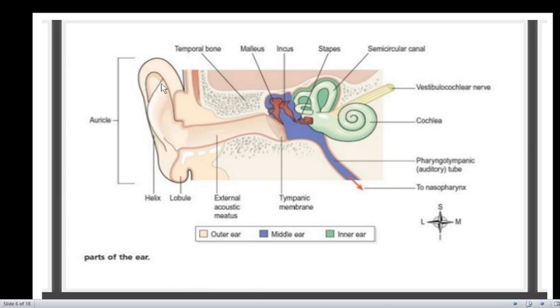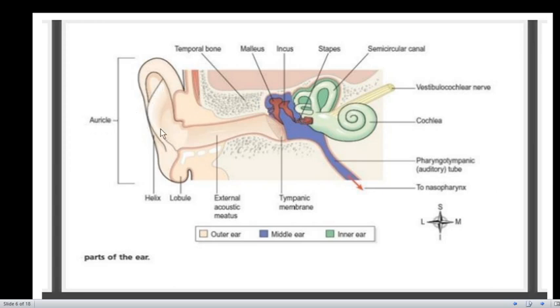Yesterday I told you that this part is called the auricle, this is the helix and the lobule, and this is the external acoustic meatus. The temporal bone is over here, and this is the tympanic membrane. The tympanic membrane will be separating the external ear and the middle ear. The middle ear has three parts: this part is called malleus, then this is incus, and the smallest bone of the body is the stapes.